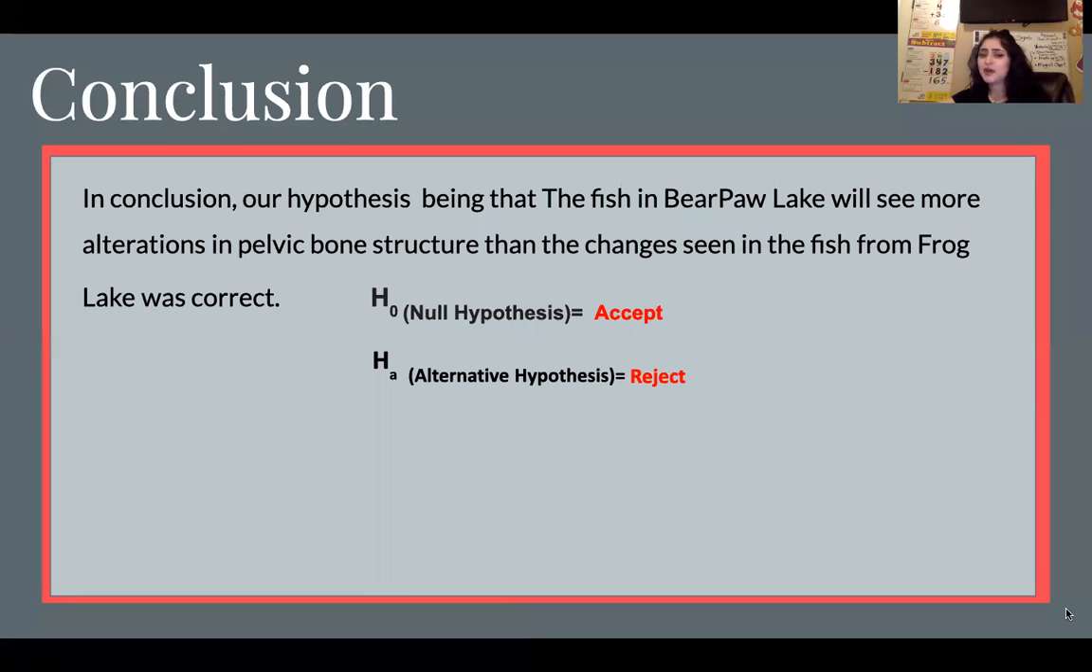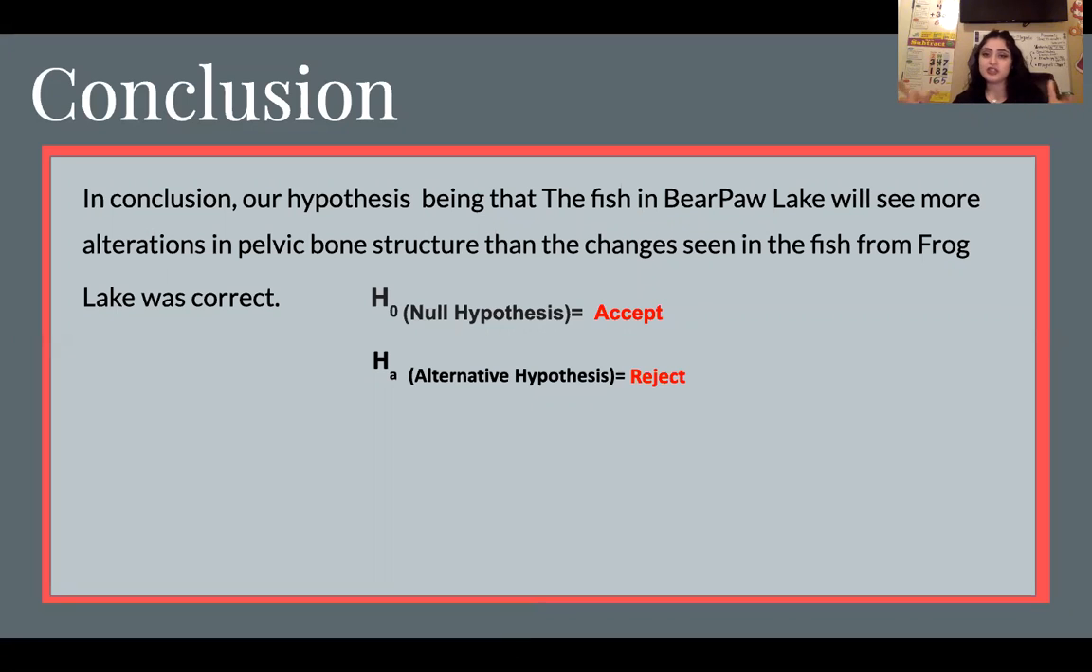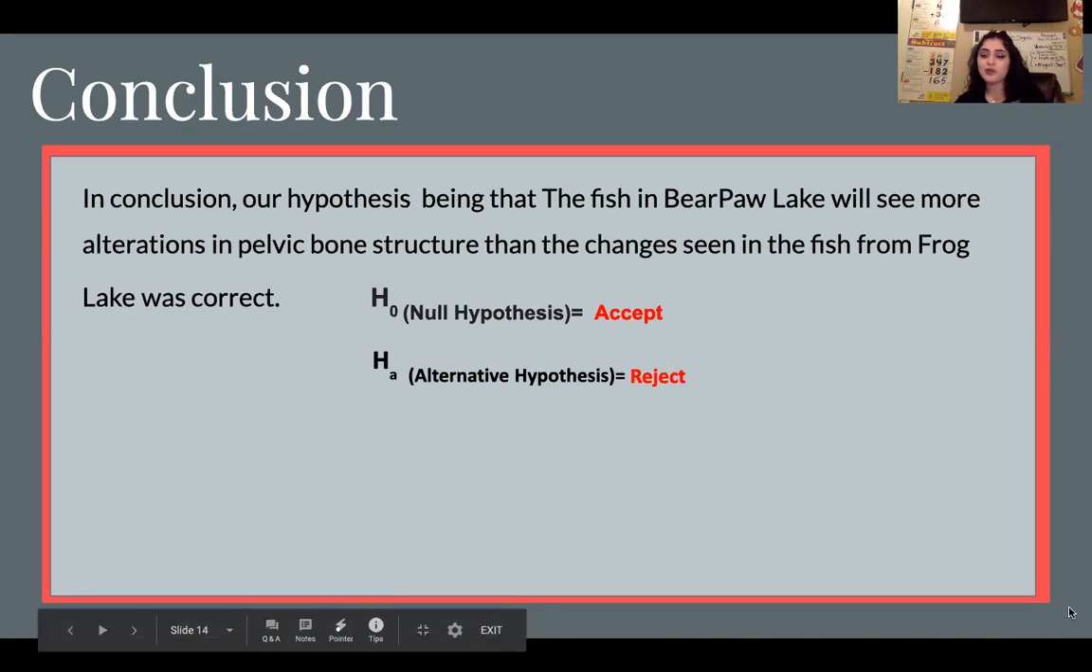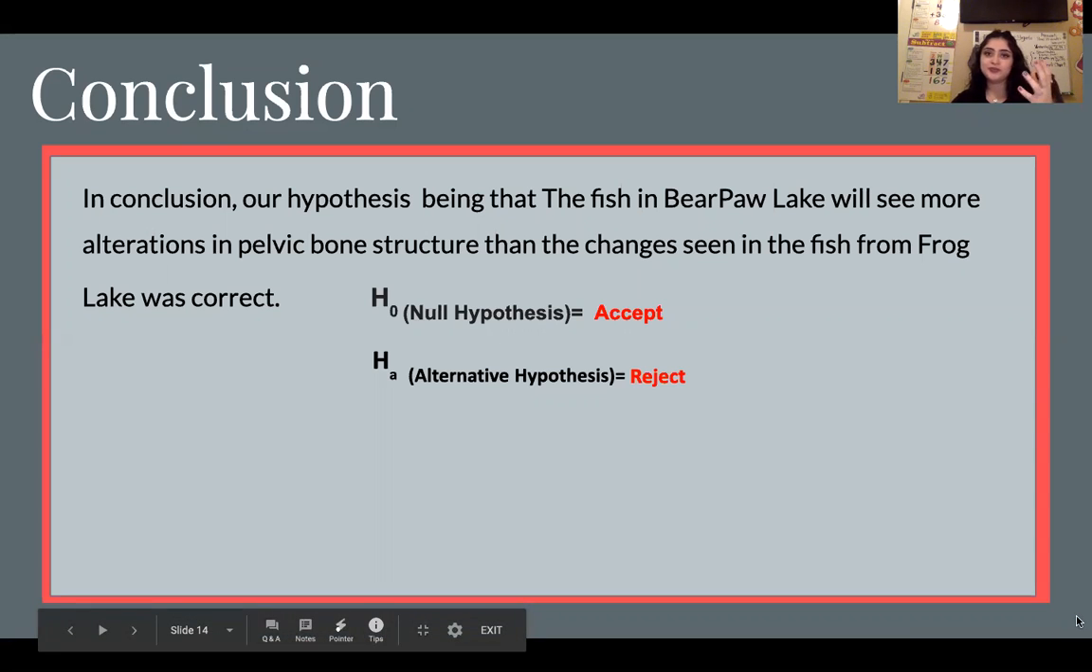So in conclusion, our hypothesis that the fish in Bear Paw Lake will show more alterations in the pelvic bone structure than the changes seen in the fish from Frog Lake was correct. Pretty much, again, it shows that Bear Paw Lake doesn't have that many predators, and that's why their evolution of not having it shows in that little section. And compared to Frog Lake, where they have predatory fish like the trout, it's been ancestral for them since the beginning of time, which we could see through the fossils.